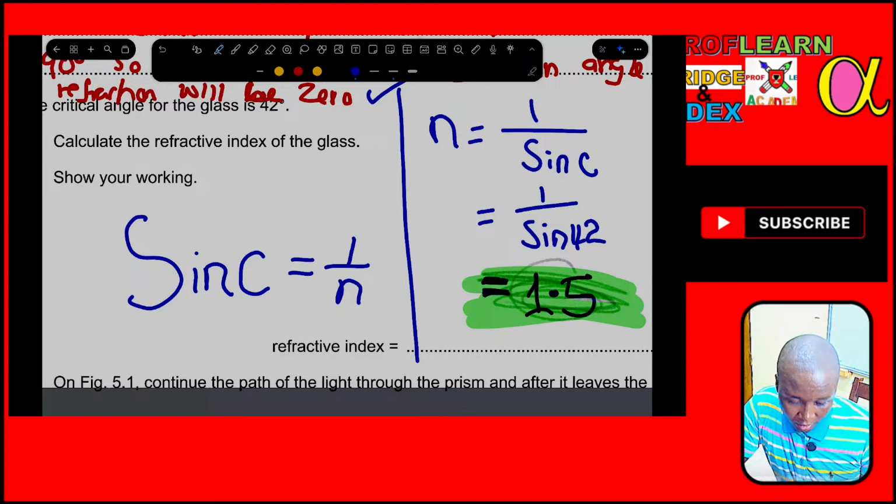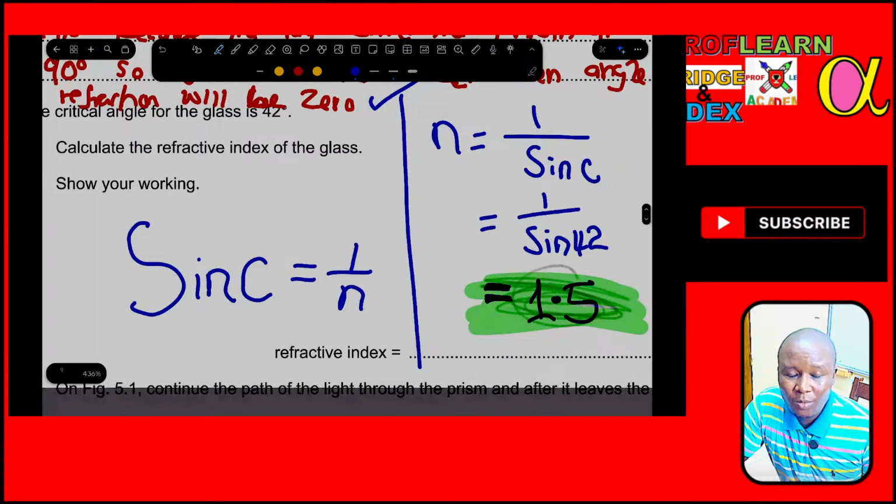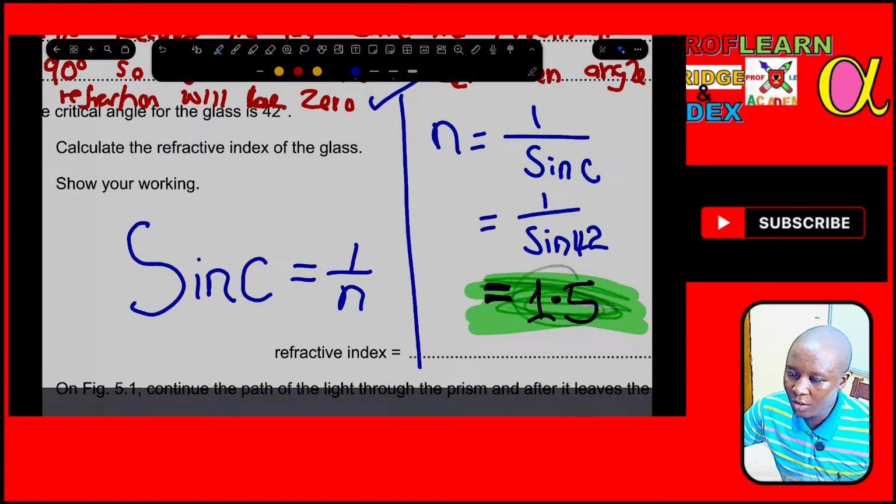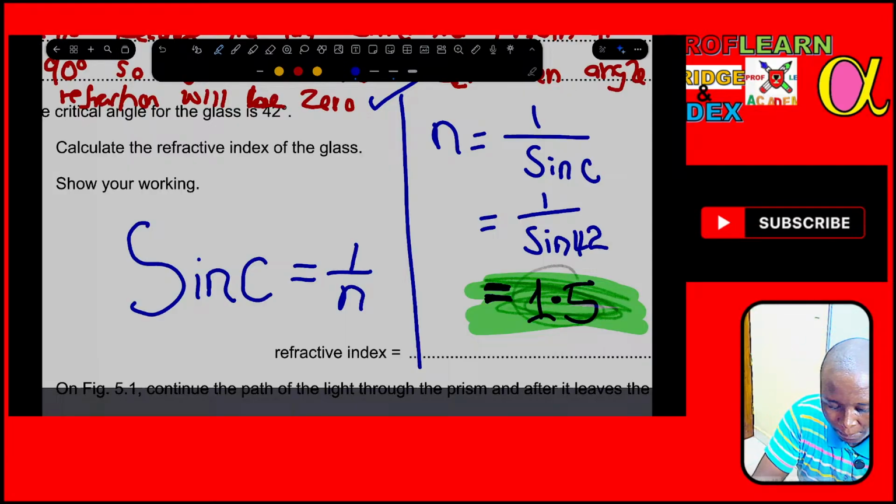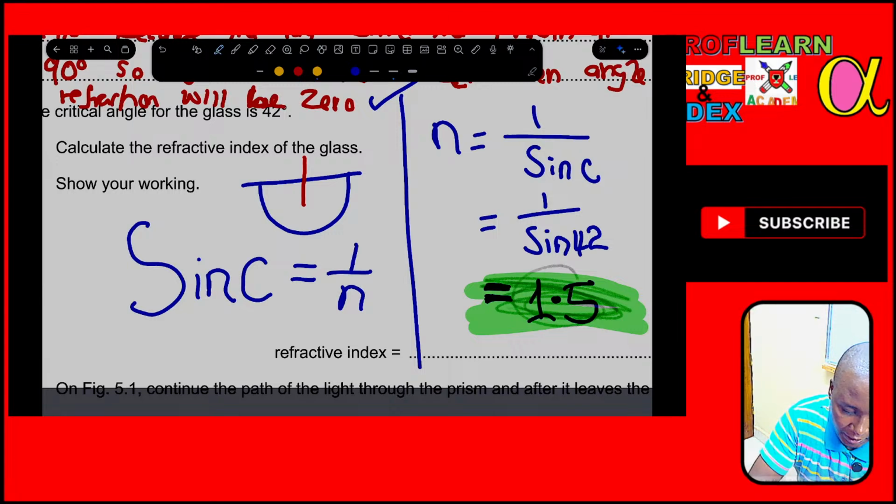Okay, so we need to move further and look at this. What's a critical angle? If you are told to define the term critical angle, you are going to say critical angle is the angle of incidence in the dense medium when the angle of refraction is 90 degrees. So suppose you are having a glass block that is like this, and then we say there is a ray of light which is directed through the glass block.